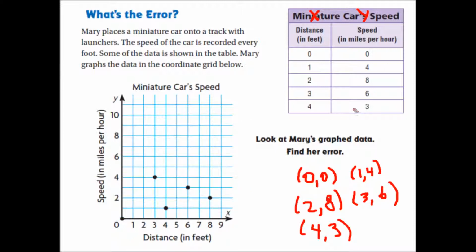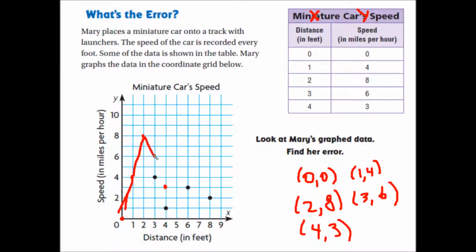So our first point is (0, 0). Well, if you flip that one, you'll still get (0, 0). So that's why she didn't mess up (0, 0). So that one is correct. Our next point is (1, 4), right there, and then (2, 8), and then (3, 6), and then (4, 3). And you can see how different this is than what she graphed.